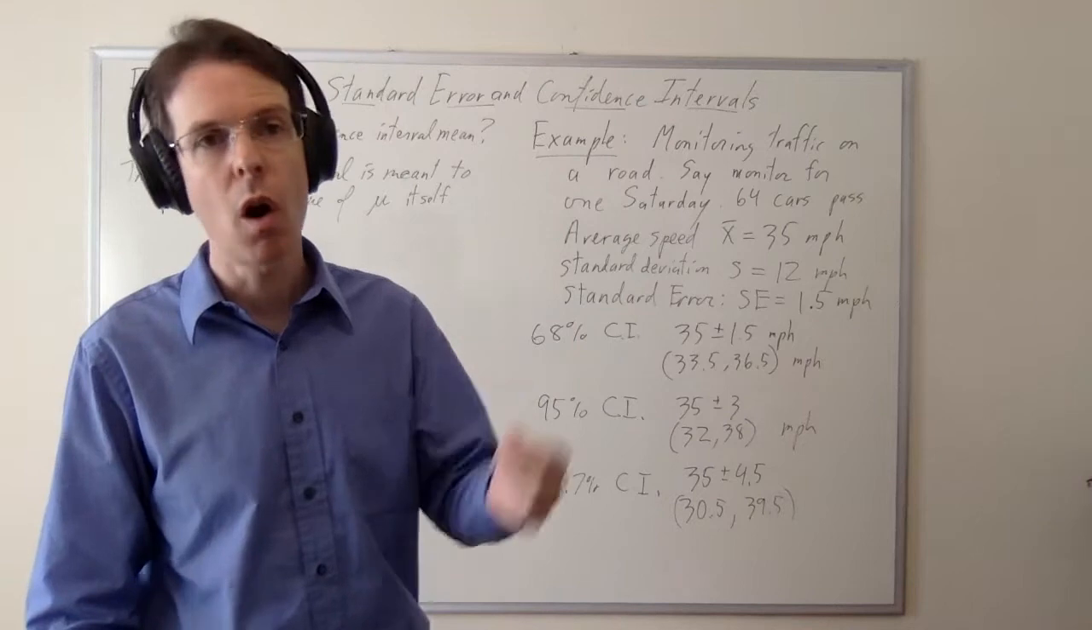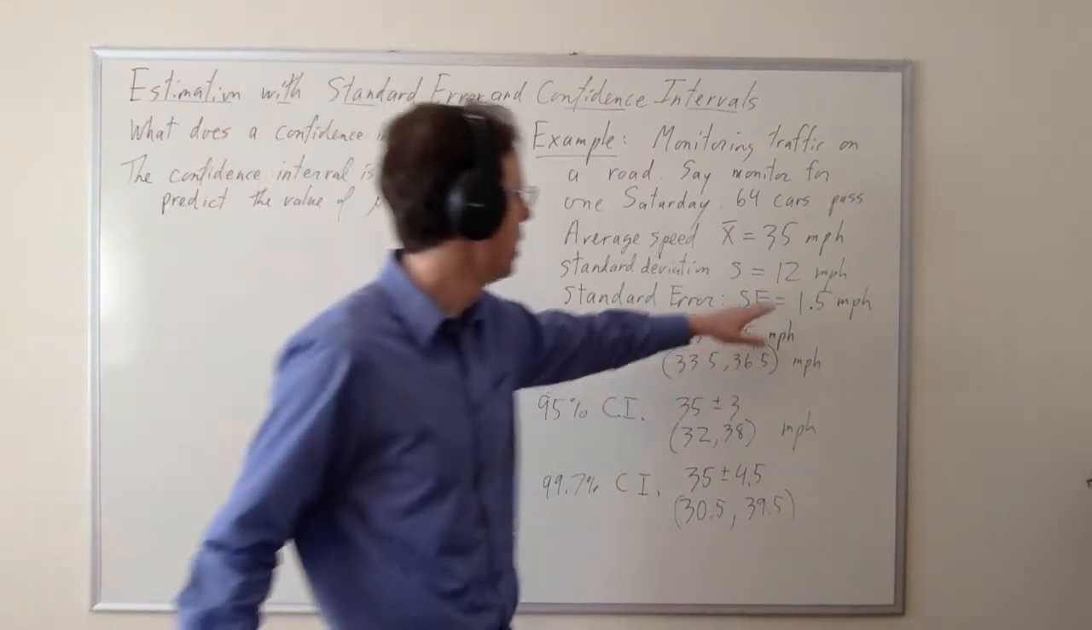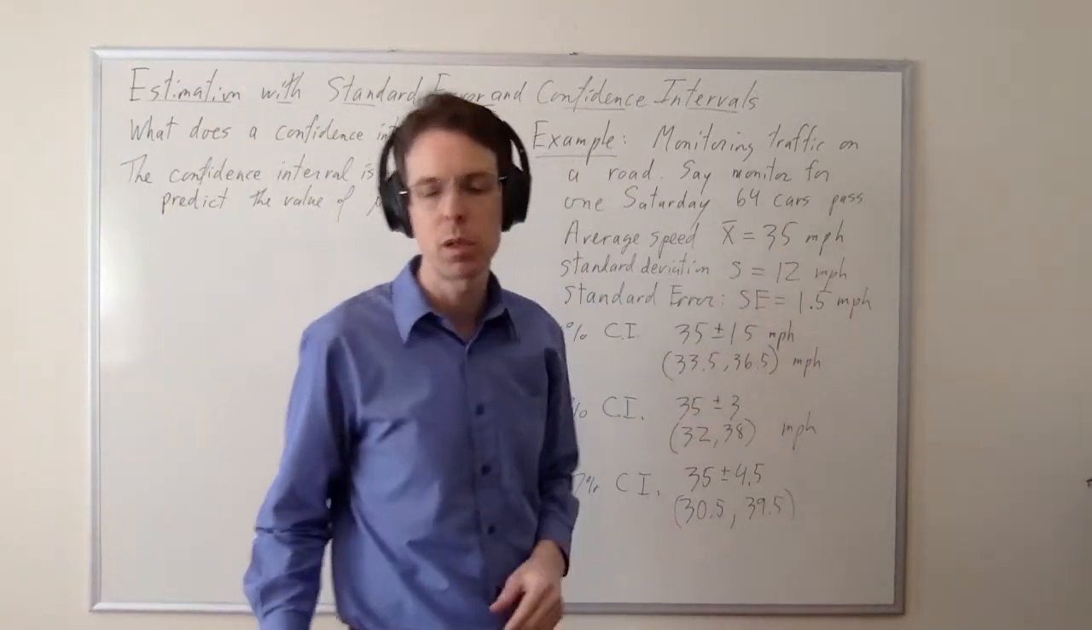Notice that the individual cars are going to vary a lot more than that. 12 miles per hour down and up from this 35.